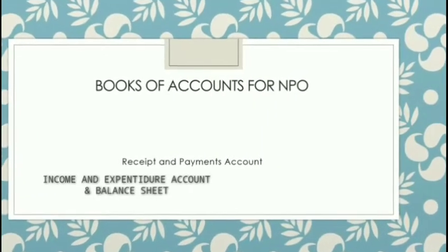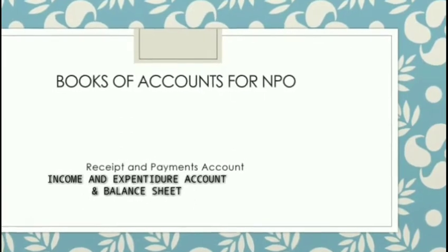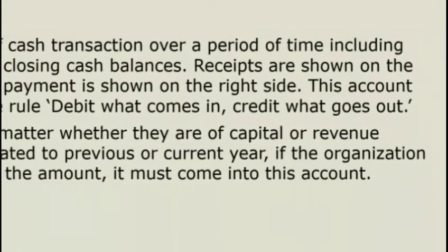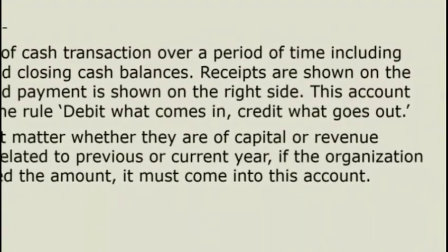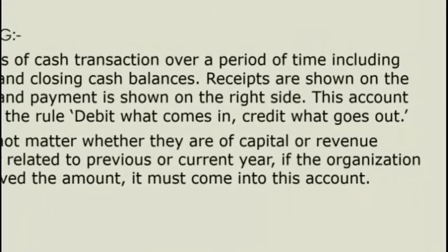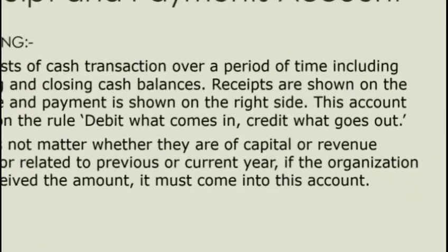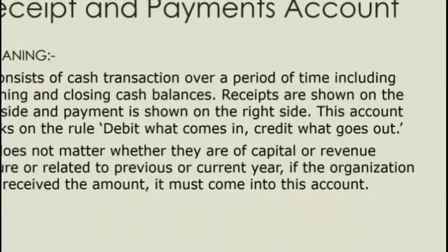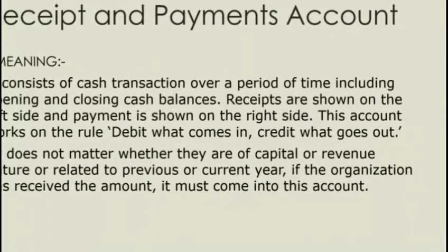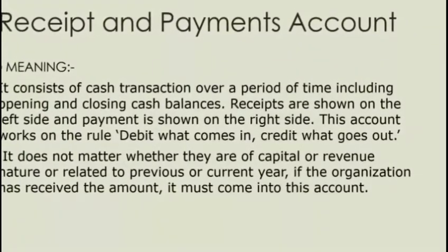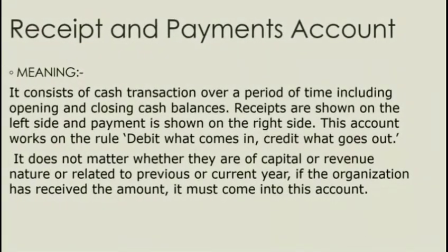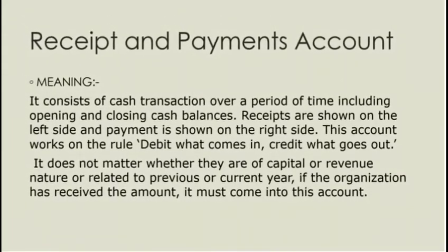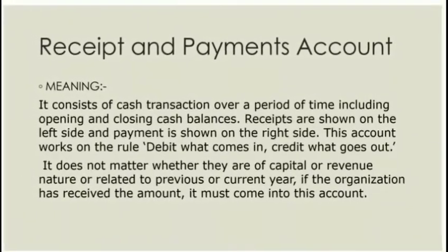In today's lesson we will learn about the books of accounts, or final accounts, for an NPO, and we will start with the receipt and payment account. In the receipt and payment account, only the cash transactions are recorded: what cash is coming in and what cash is moving out of the organization. This follows the cash basis system of accounting, where only the cash coming in is recorded, whether it is for the current year, the previous year, or the upcoming next year, and whatever cash is moving out is recorded. The same logic is applied for the cash basis of accounting.